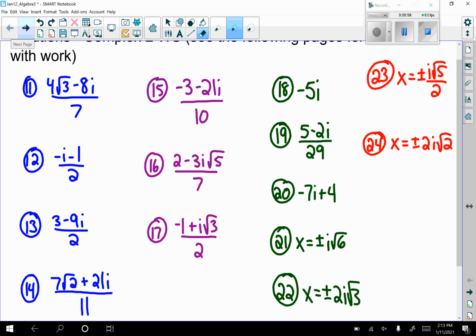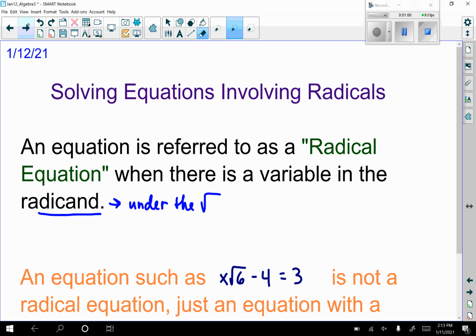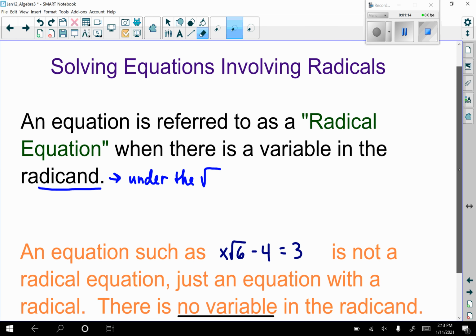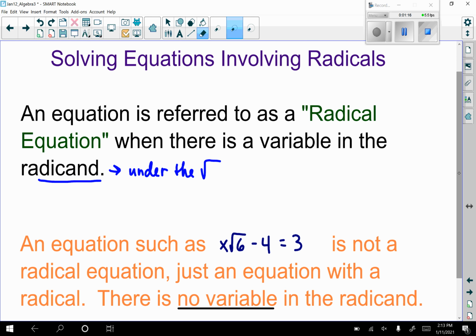All right, so let's take a look at what we're moving on to. Here we're still solving equations, but we call these equations involving radicals. Sometimes we're going to have a variable under the radical. Sometimes it could just be a number under a radical. So this is how we're going to tell the difference and refer to them. Again, pause the video to copy this down. An equation is referred to as a radical equation when there is a variable in the radicand, which means under the radical.